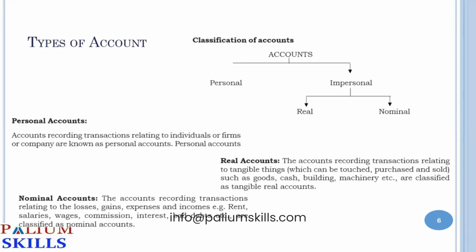Real account means accounts recording transactions relating to tangible things, things that can be touched, purchased, sold: goods, cash, building, machinery. These are all real accounts. Nominal accounts are accounts recording transactions relating to the losses, gains, expenses, incomes. For example, rent, salaries, wages, commission, interest, bad debts are classified as nominal accounts. Something that you can't touch.